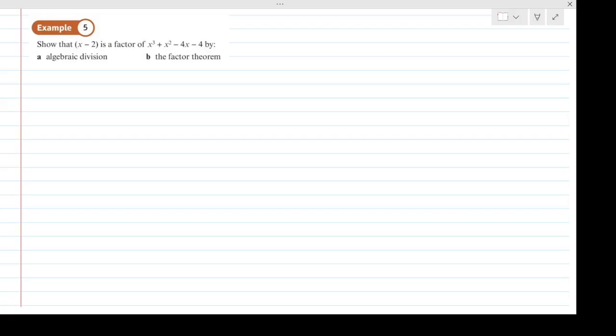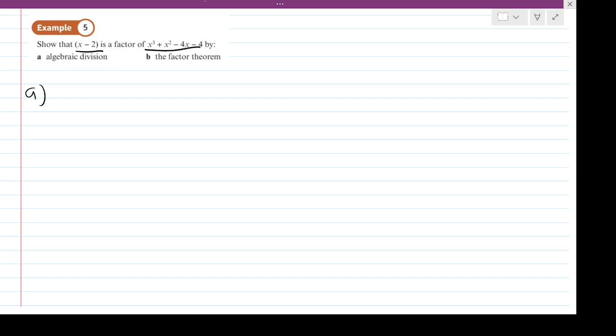We need to show that x minus 2 is a factor of x cubed plus x squared minus 4x minus 4 by, firstly, algebraic division. Now, we looked at algebraic division last time, if you need a refresher. By algebraic division, we need to divide this cubic by x minus 2. So x cubed plus x squared minus 4x minus 4 divided by x minus 2.